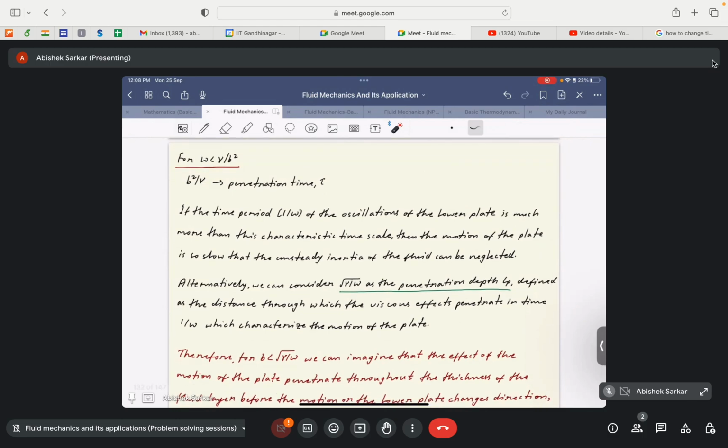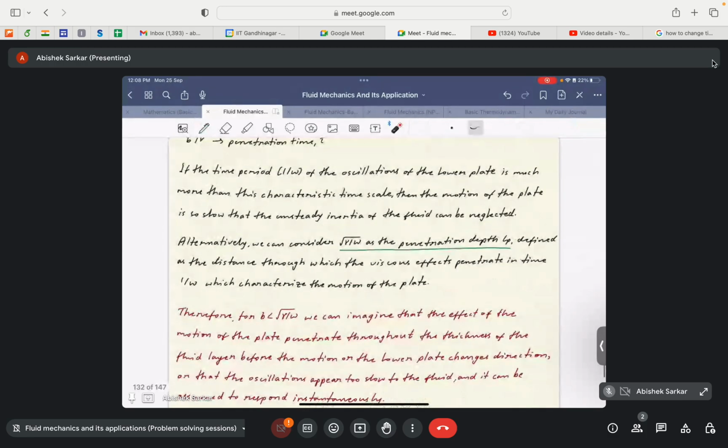So we take this parameter that we got: omega is less than mu by rho b square. If we take mu by rho as nu, the kinematic viscosity, we can write omega is less than nu by b square. Now we define b square by nu as a penetration time, tau. Given the definition, we can say that if the time period, 1 by omega, of the oscillation of the lower plate is much more than the characteristic time scale, then the motion of the plate is so slow that the unsteady inertia of the fluid can be neglected.